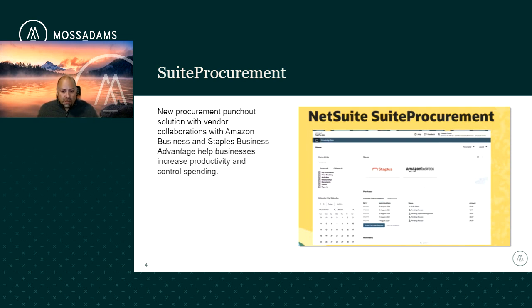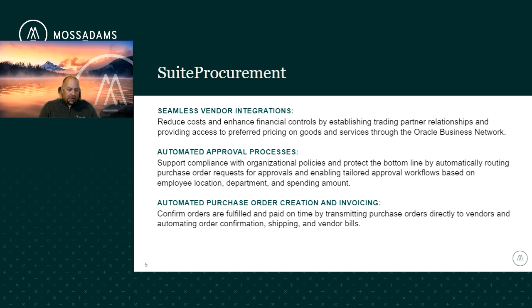Okay. So what are some of the key benefits here that NetSuite is hoping that you can take advantage of? Well, the main thing is the integration. I mentioned this before. That really should help customers reduce costs, enhance your financial controls by establishing that direct relationship with the trading partner. And the other thing that they're offering here with this service as well is to get some preferred pricing on goods and services through the Oracle Business Network. So if you sign up for Suite Procurement, establish those Amazon Business and or Staples Business accounts, they're promising some preferred pricing on the goods that you would purchase through those avenues.